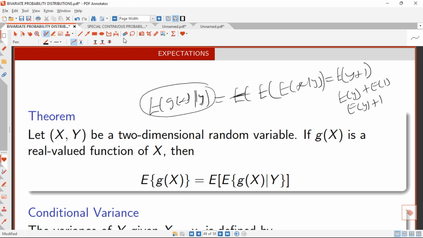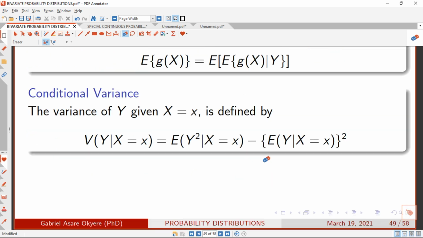I'll solve some questions for you to understand what I've written here. Since we have conditional expectation, we will also have conditional variance too. The conditional variance of y given x is defined as follows. You know that in the normal univariate case, the variance of x is equal to the expectation of x squared minus the expectation of x, all squared. So when we come here, it's the same thing. You do it in terms of the condition.